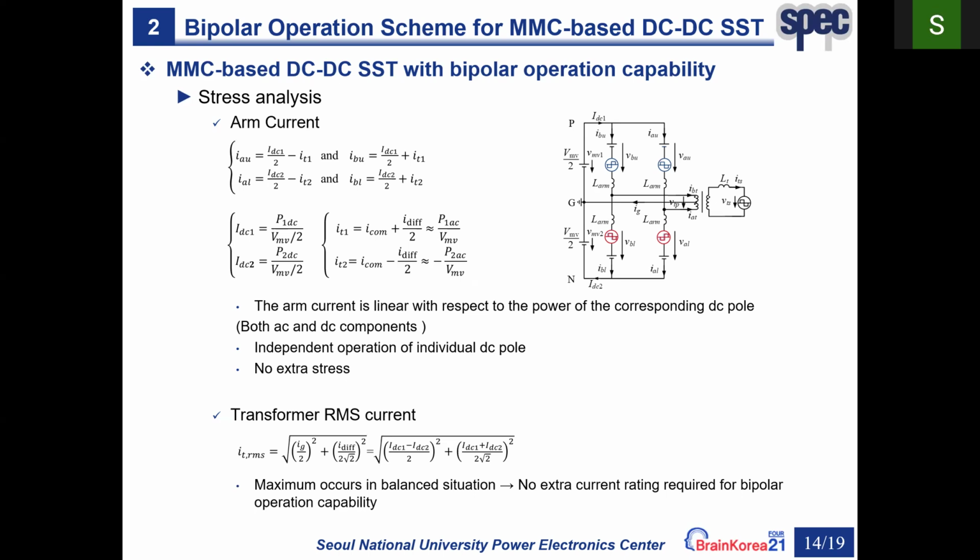And as for the transformer current, it can be derived that the maximum value of the transformer current occurs in the balanced situation, and therefore no extra current rating is required for the bipolar operation.